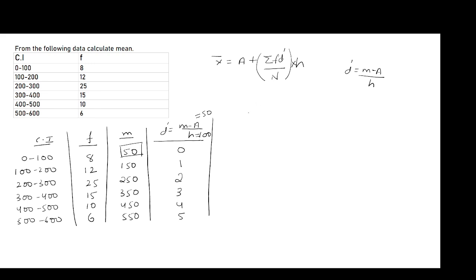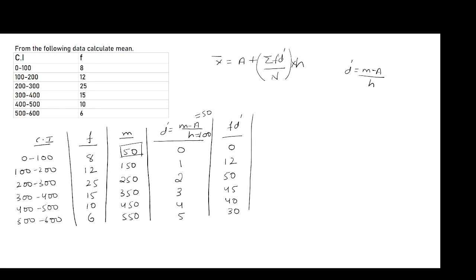Now I have to multiply f into d dash. So the frequency value should be multiplied with the calculated d dash values. So 8 into 0 is 0. 12 into 1 is 12. 25 into 2 is 50. 15 into 3 is 45. 10 into 4 is 40. And 6 into 5 is 30. So these are my f d dash values.